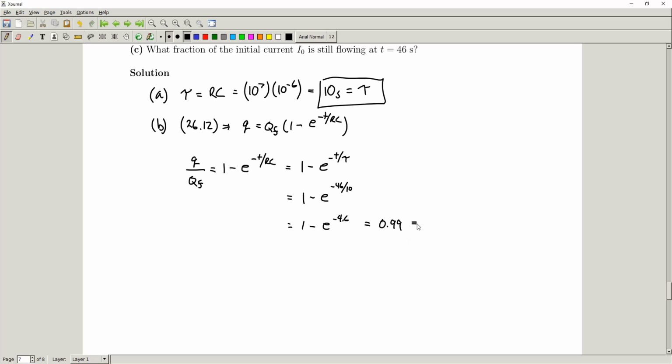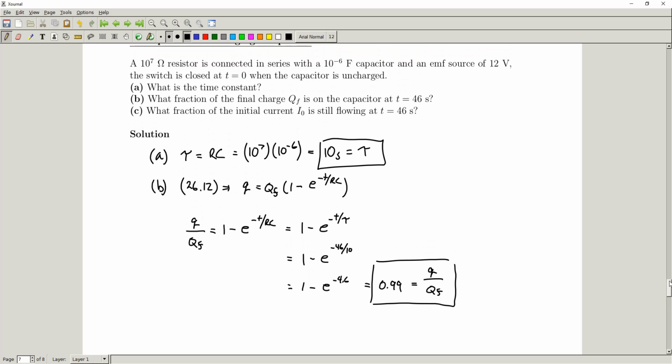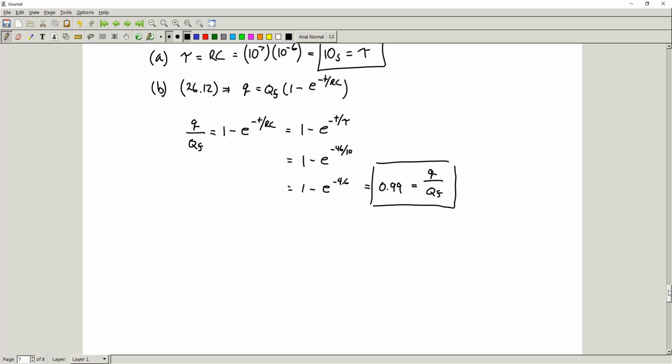And so this is our fraction Q over QF. This is the fraction of the final charge that's on the capacitor at 46 seconds. Let's now take a look at part C. In part C, we are looking for the current at that time.